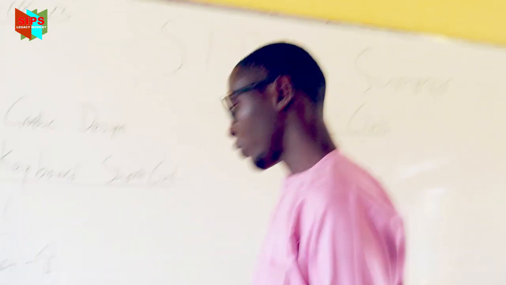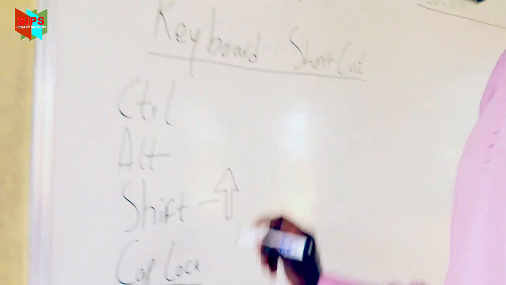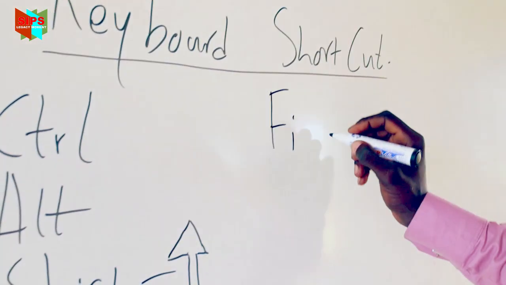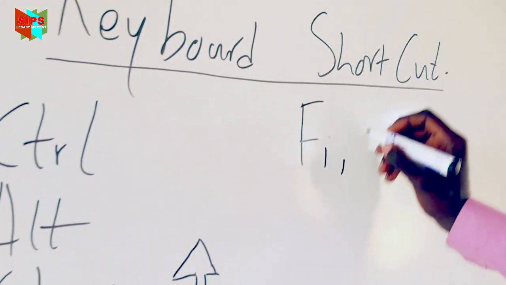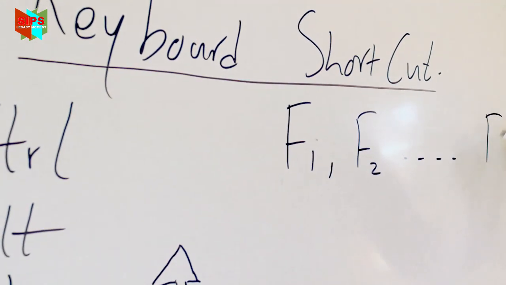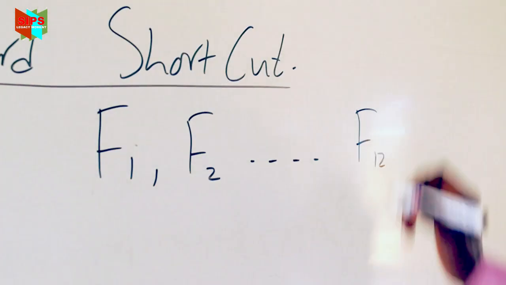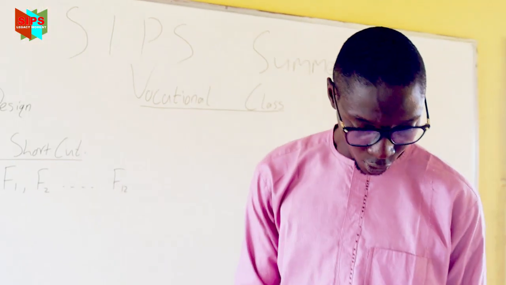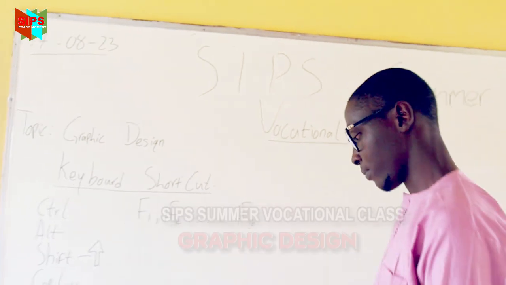So next, your function keys. We have 12 function keys, which are identified by F. So you have F1, you have F2, to F12. I'll be giving you the basic shortcuts you ought to know for this program.